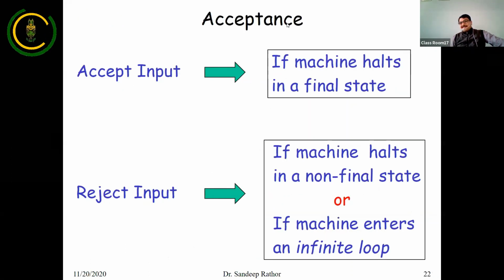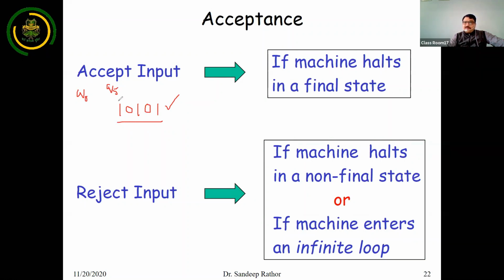And what about the acceptance of a particular string? Acceptance means the machine halts in a final state, after completing the execution of the whole input string. Suppose Q0 is the initial state and Q5 is the final state. After executing all the input alphabet, suppose at last you are in state Q5. That means this particular string is accepted. So simple, this is the case of acceptability.